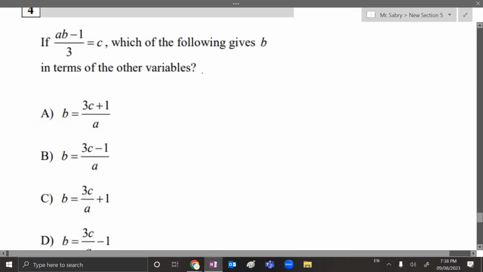Number 4. Which of the following gives B in terms of the other variables? I need B alone. So the first thing I have to do is move the 3 to the other side in order to break the link, so that it becomes 3C. Then the negative 1, so AB will be equal to 3C plus 1. And then the A will go to the other side, so it's 3C plus 1 divided by A. So the answer here is A.